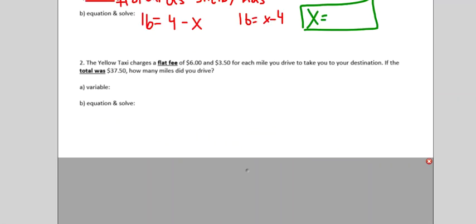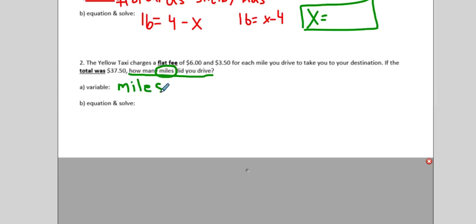Alrighty, our next one says the yellow taxi cab charges a flat fee of $6 and $3.50 for each mile you drive to take to your destination. If the total was $37.50, how many miles did you drive? Okay, so again, looking for the variable, it says how many miles did you drive? So what is our variable? Well, we're looking for how many miles. So our variable would be miles, the number of miles that we drove.